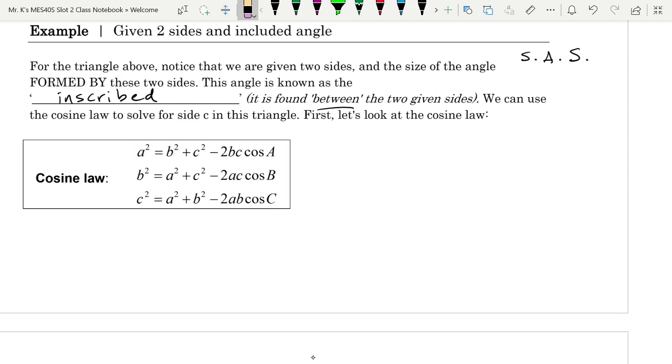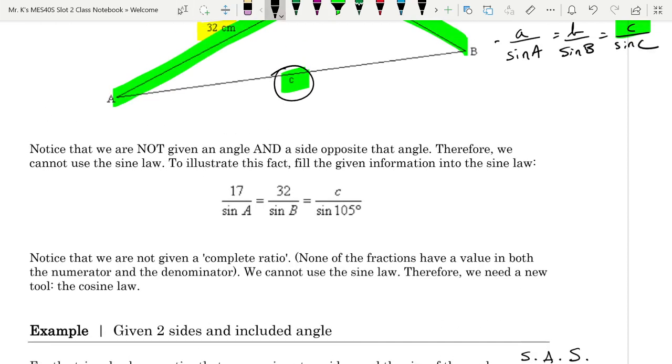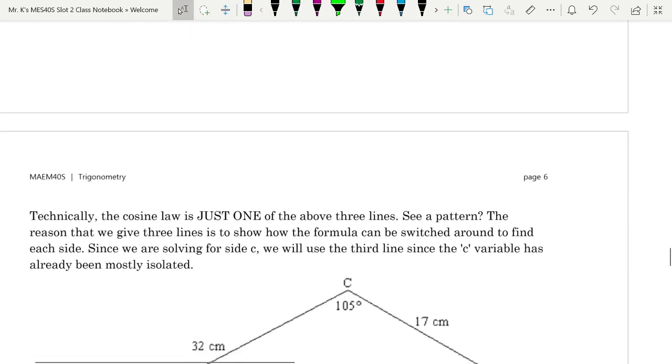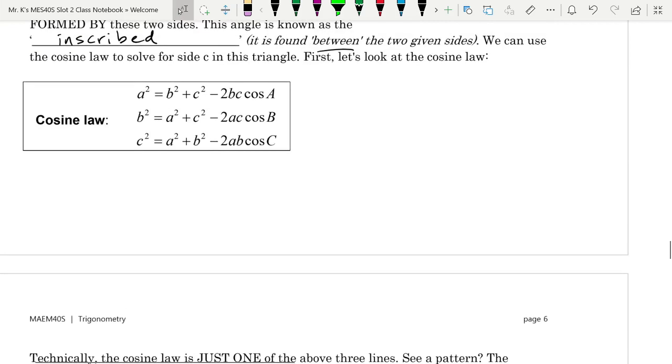Now, I am looking in this picture for side C. So I am going to use the C version of this formula. It says in the notes, go to the next page, technically the cosine law is just one of the above three formulas. But once again, see a pattern to it? If I'm looking for side A, then B and C are on the other side, and B and C go here, but it's the cosine of angle A, the angle opposite to the side I'm looking for.